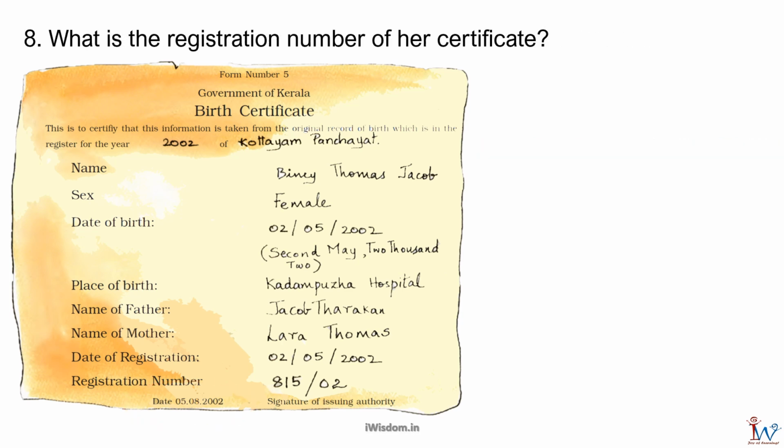What is the registration number of her certificate? The registration number is the last field in the certificate. It is 815/02.